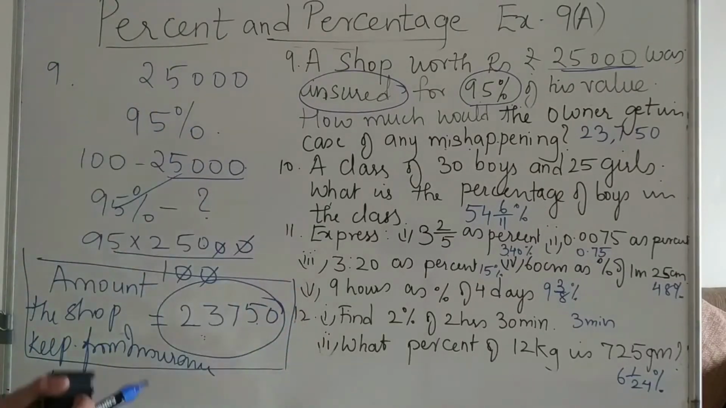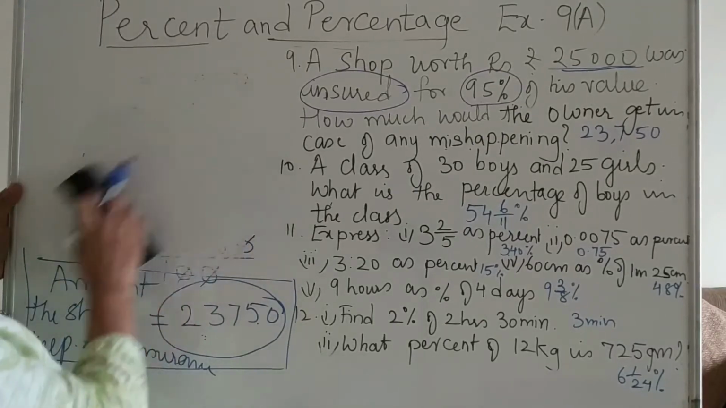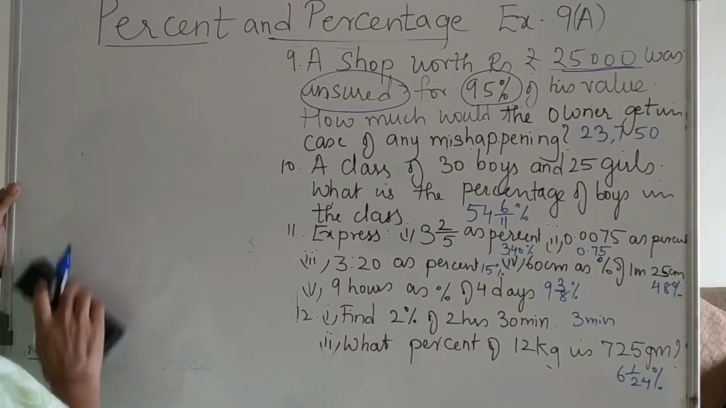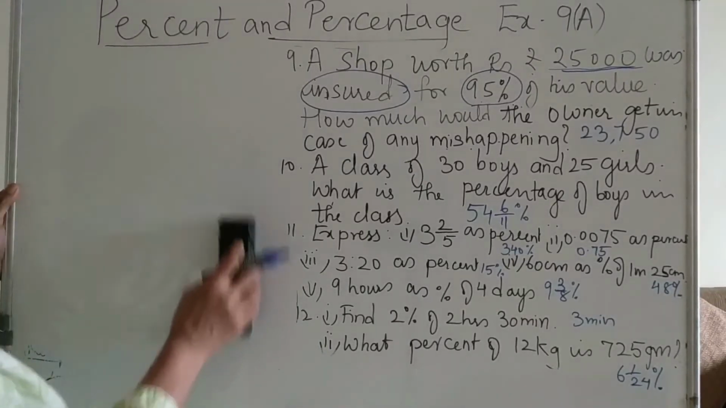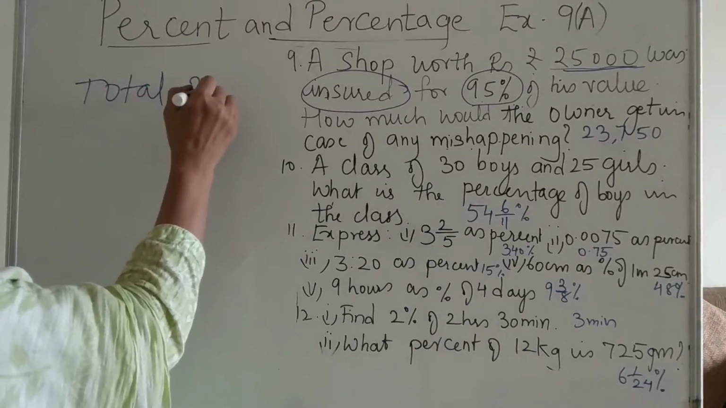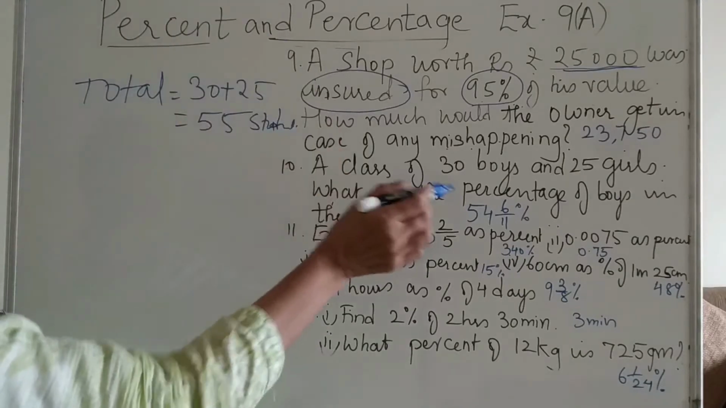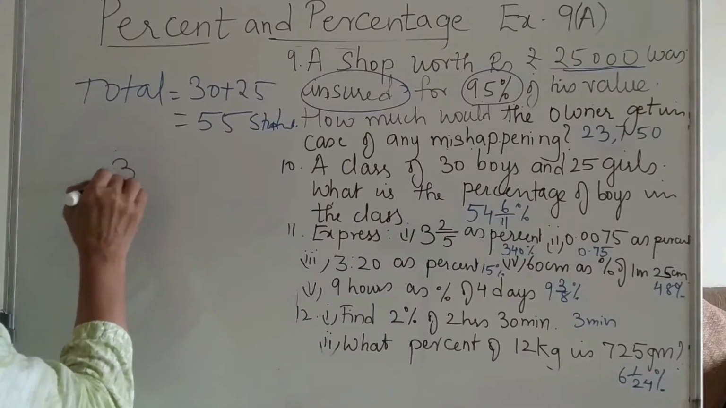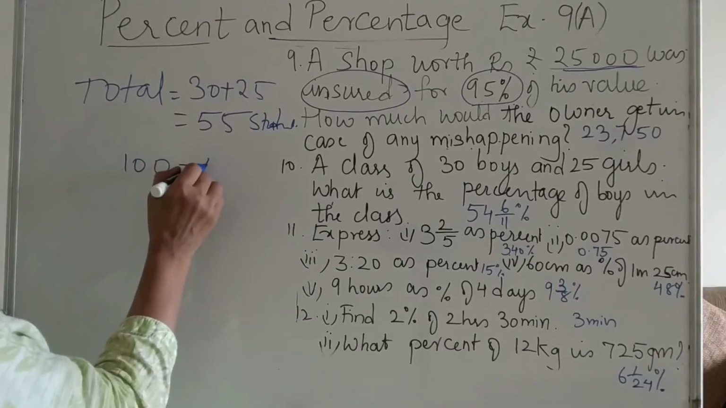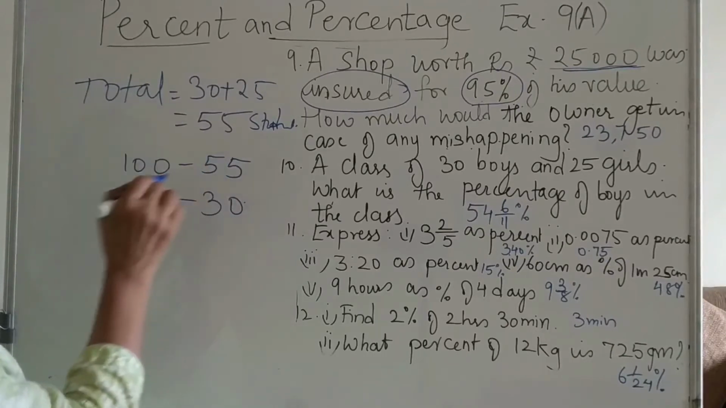23750. Now next sum is a class of 30 boys and 25 girls. 10th sum. Total there are 55 students in the class, out of which 30 are boys and 25 are girls. Question is, what percentage of boys in the class? So total you have to add 30 plus 25, that is 55 students in the class. Boys are 30. Now total is the 100%. So you write 100% is 55 and 30 are boys.